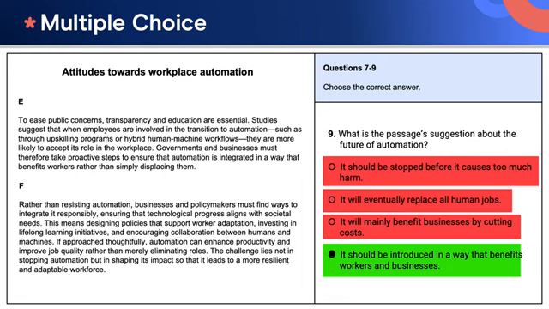The fourth option says automation should be introduced in a way that benefits workers and businesses. Paragraphs E and F suggest that automation should be managed carefully so that it helps both workers and businesses. The last sentence in paragraph E makes this recommendation, as do the first two sentences in paragraph F. So this is the correct answer for this question. Great! You've now completed 9 questions in today's IELTS reading practice test.